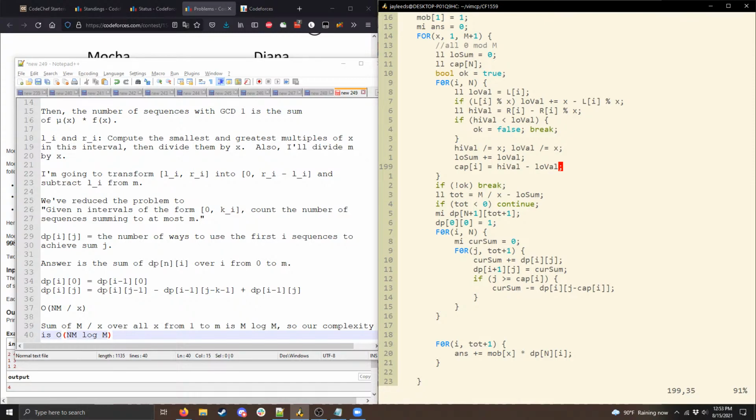So now the total value we need to create is m over x minus the low sum, because we're assuming the low sum is already in there. And if we need to create a negative value, that's going to be impossible. Otherwise, I just do this DP. I maintain this prefix sum, and I add dp[i][j], and subtract out dp[i][j-k] afterwards.